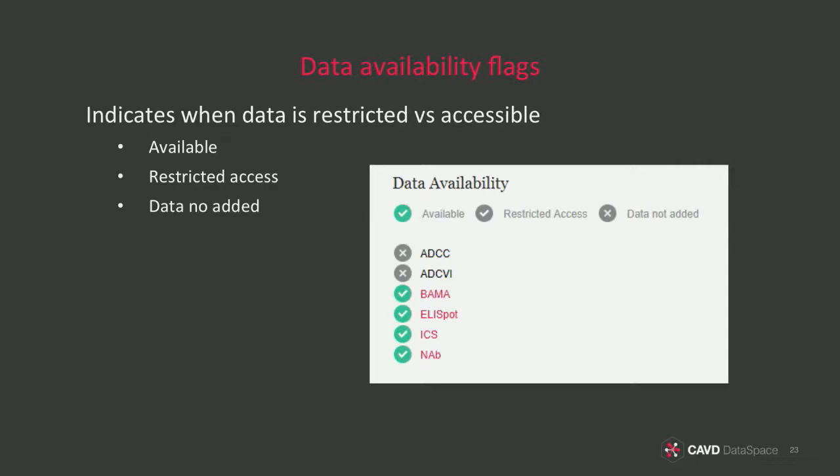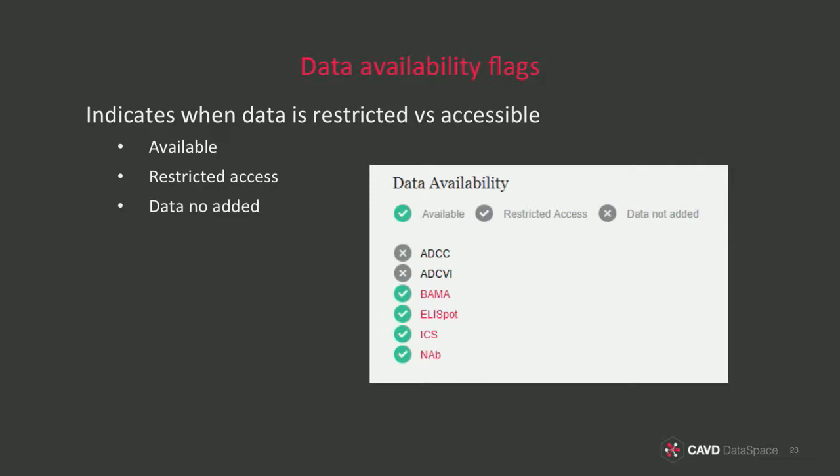Data availability flags. So the point here was to be able to indicate to the users when data is accessible to them and when it's not, and ideally why. So we identified 3 main flags that we wanted to set. And this area shows up on the study pages and in a few other areas of the app where we're indicating when data is available.